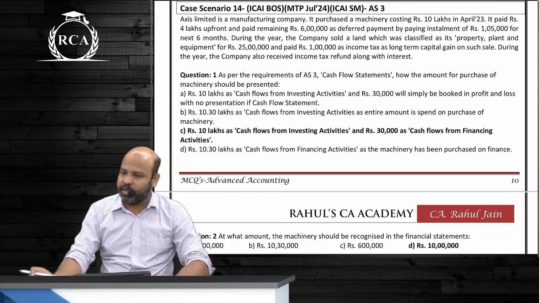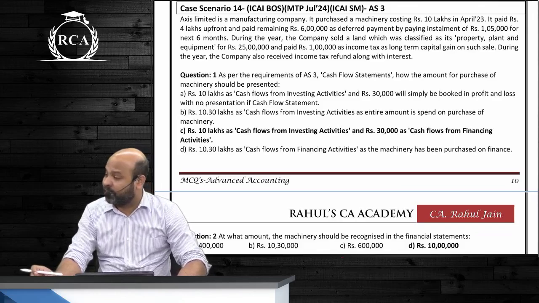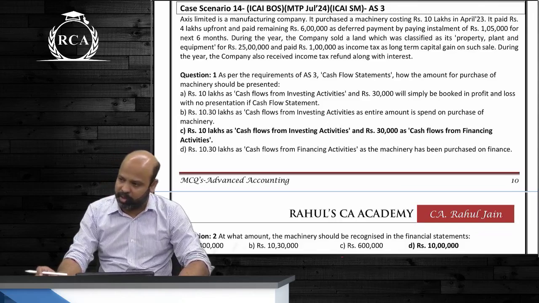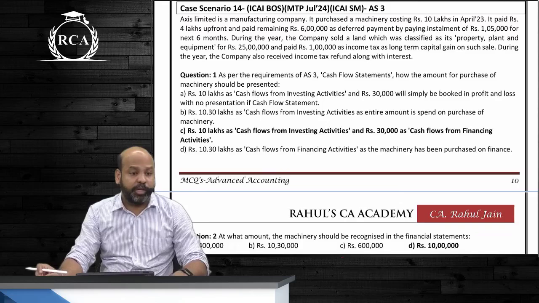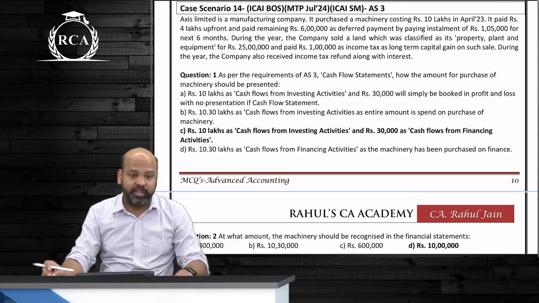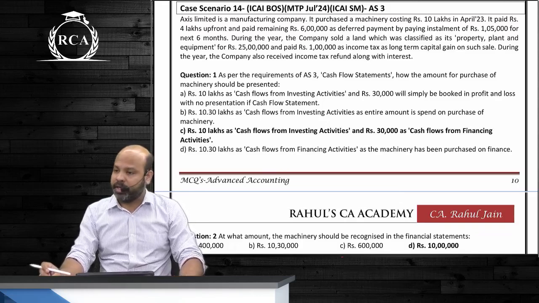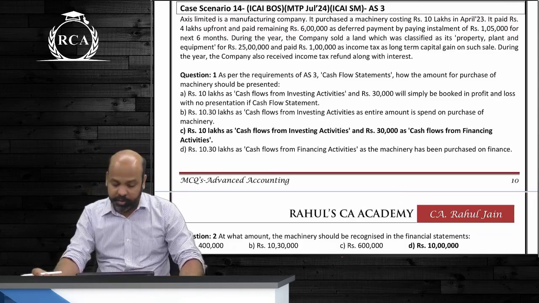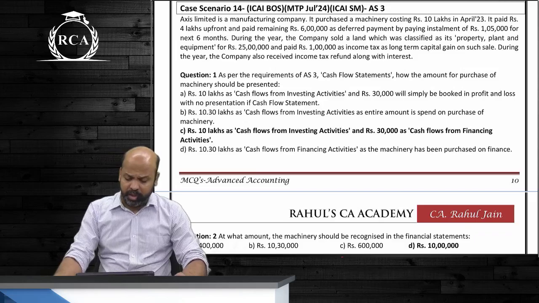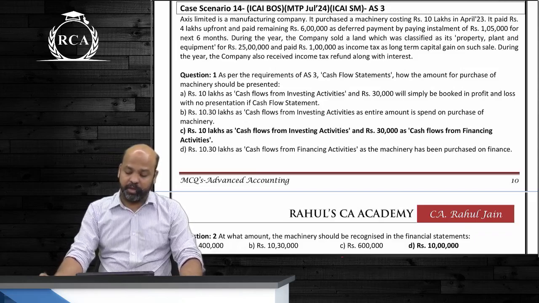There was a question, guys, in which we had TDS on interest income received. That TDS on interest income received, did we show it as taxes under operating or under investing only? If taxes can be clearly identified, you will show it under the respective head. Otherwise taxes paid are shown under operating activities. Here isn't tax in relation to your investing activity? During the year the company also received income tax refund along with interest.